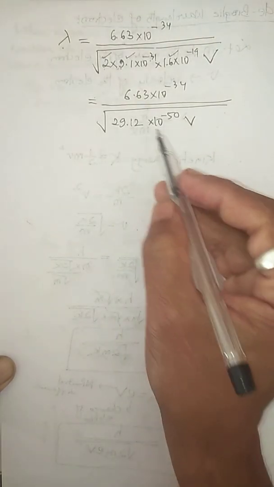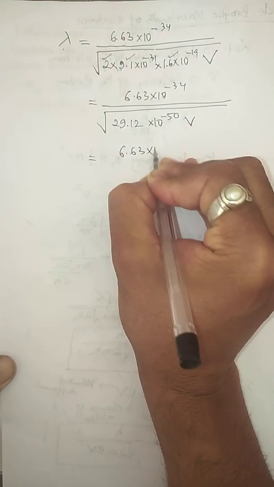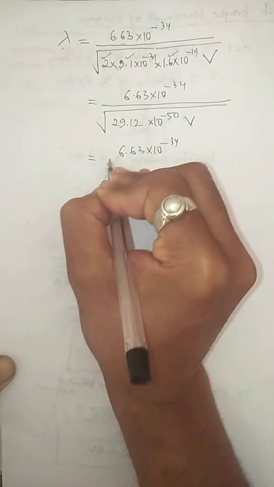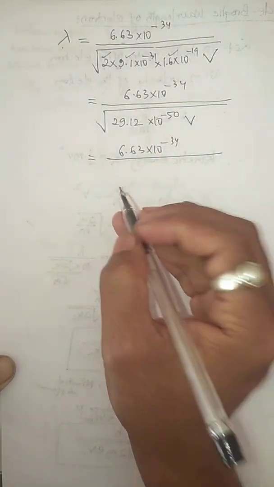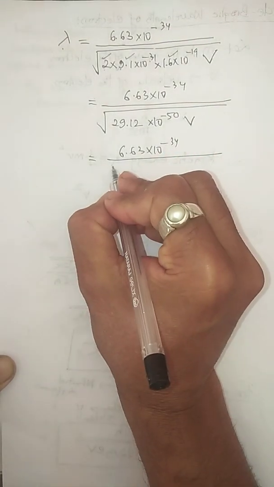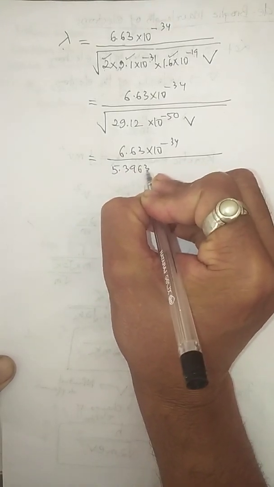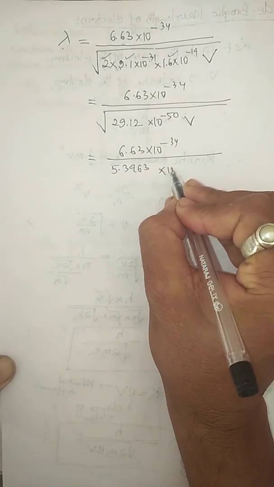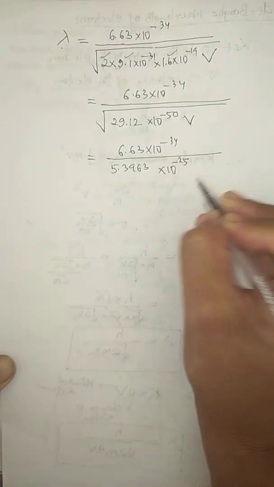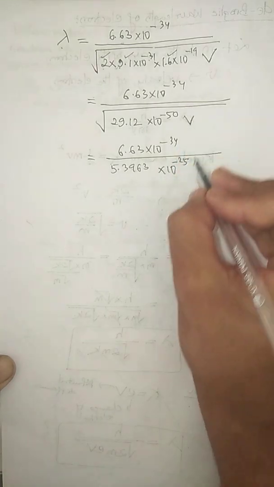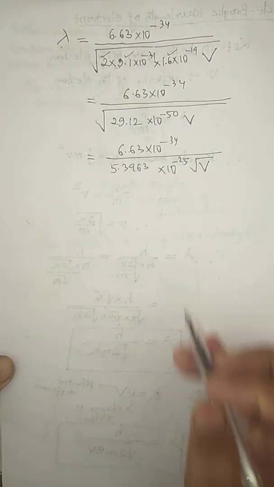Okay, now let me take the square root of the denominator. 6.63 into 10 to the minus 34, whole divided by the square root of 29.14. If you calculate with the help of a calculator, approximately you get 5.3963 approximately, into the square root of 10 to the minus 50, which means definitely half of this, that is 10 to the minus 25. Now I'll keep the square root of the potential inside as it is, square root of V only.